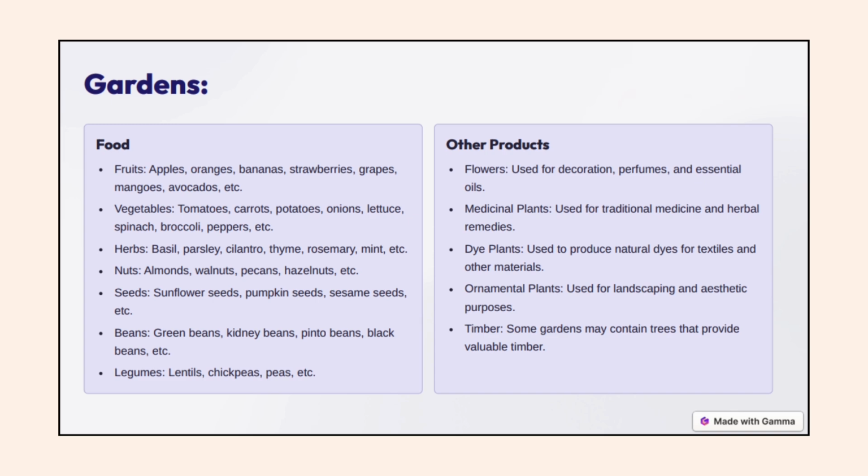For other products, we have flowers, used for decoration, perfumes, and essential oils. We also have medicinal plants used for traditional medicine and herbal remedies, such as oregano. Alright. Dye plants used to produce natural dyes for textiles and other materials. Ornamental plants used for landscaping and aesthetic purposes. And we also have timber. Some gardens may contain trees that will provide valuable timber.